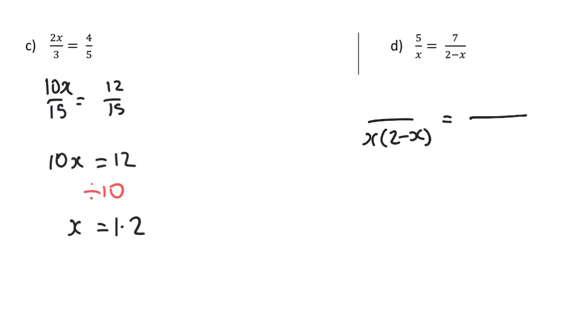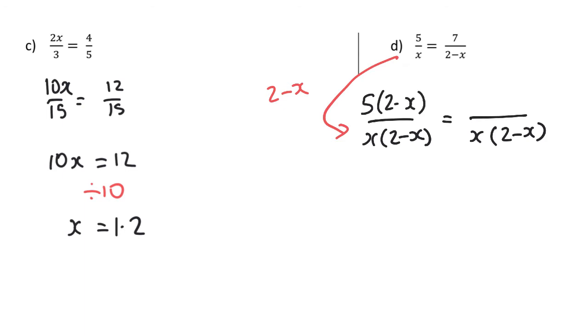And on the right-hand side, it's going to be exactly the same, so x multiplied by 2 minus x. Now, to get from 5 over x to x over 2 minus x, we need to multiply by 2 minus x. So that's going to be 5 times 2 minus x. And then on the right-hand side, to get from 2 minus x to x times 2 minus x, we're multiplying by x. So the numerator is going to be 7x. So now the denominators are the same, so we can drop those and we can just write it as 5 upon 2 minus x equals 7x.